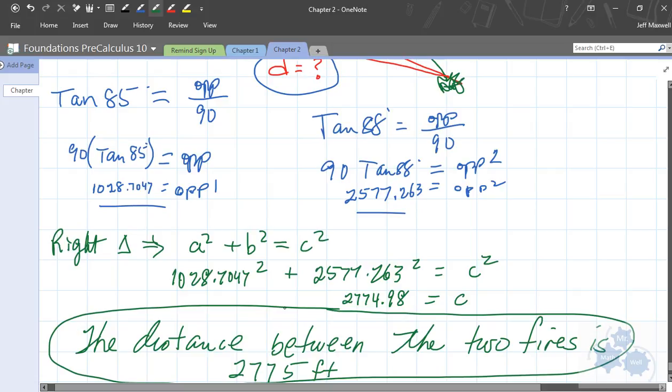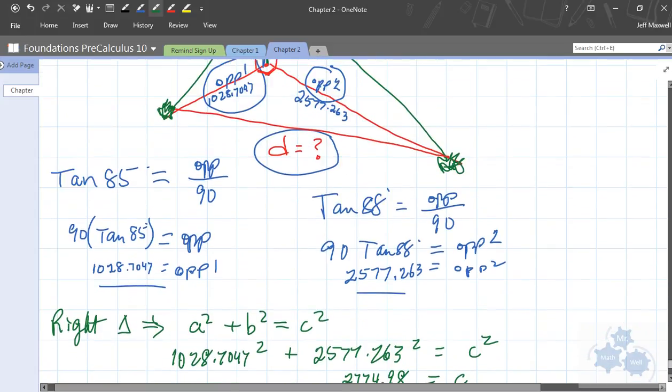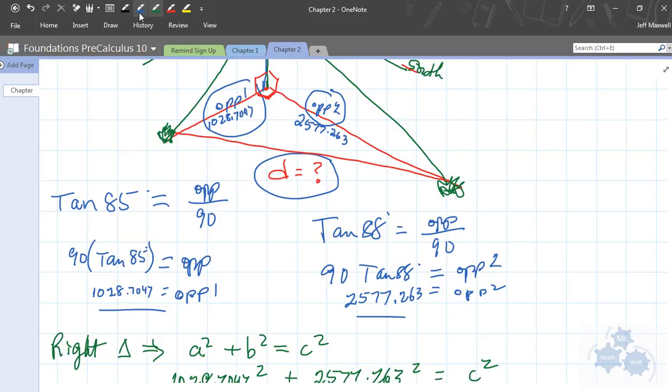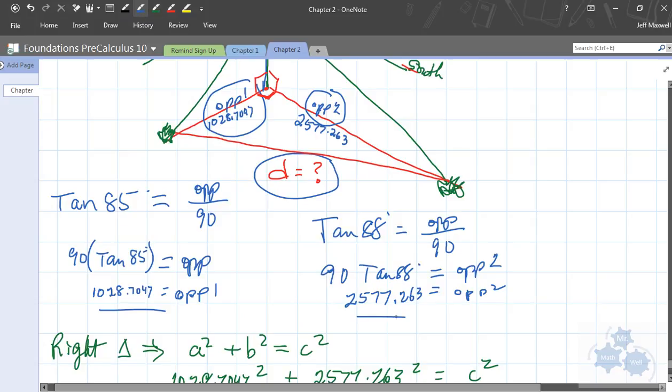Okay, so let's pick it up from where we left off. At this point, you should have been able to finish that question without a problem, because I left you off at this point, where you were to find this value. This value right here is the distance between this point and this fire. This is a right triangle.